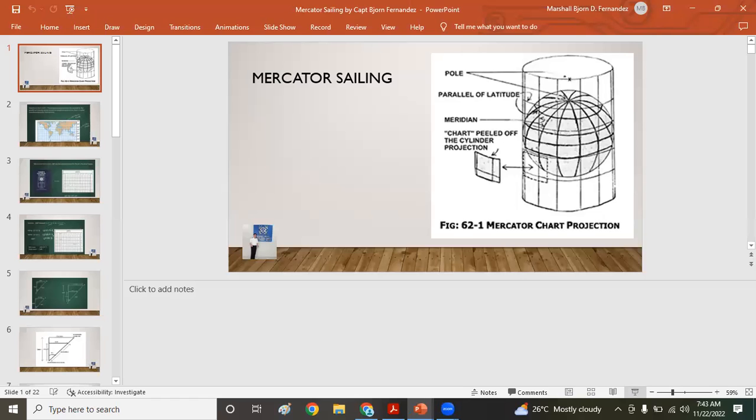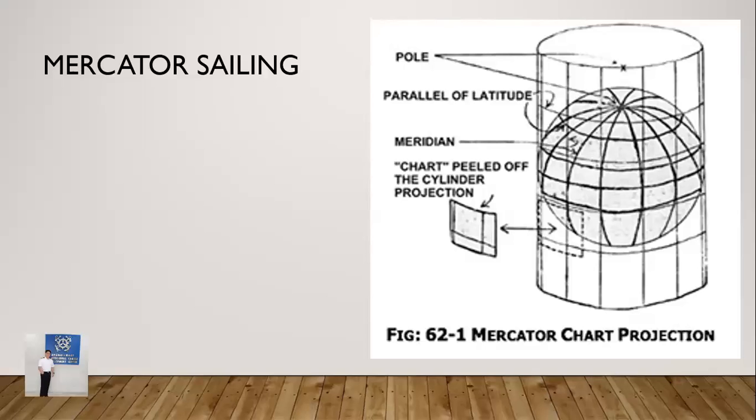Okay. Our topic for today is all about Mercator sailing. For the last few weeks, we've discussed plain sailing, parallel, and middle latitude, and now it will be Mercator sailing. As you can see in the picture, it's like a globe stretched out, and the longitudes and the parallels are made in straight lines. Okay, it's a peeled-off chart from the cylinder projection.